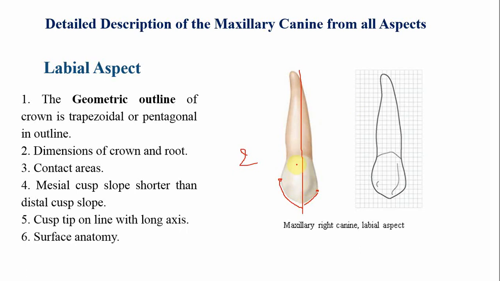Regarding surface anatomy, the main feature is the presence of a well-developed middle labial lobe, which results in the formation of the labial ridge. This is the labial ridge extending in a curved manner. It's curved mesially, extending from the cervical line to the cusp tip. On the mesial and distal aspects of the labial ridge, we have small depressions that represent the mesial and distal developmental lobes.